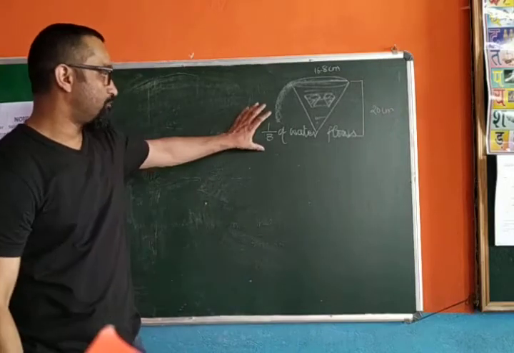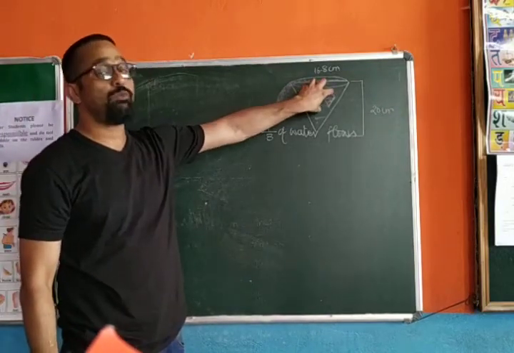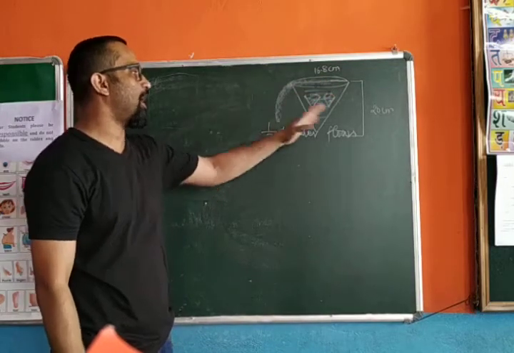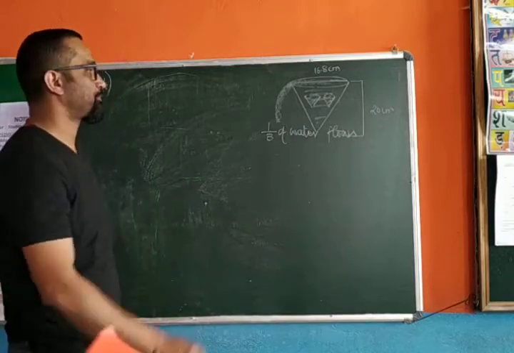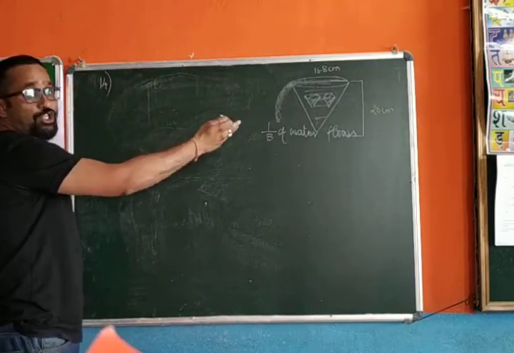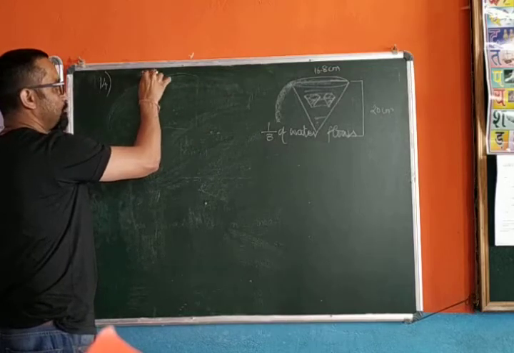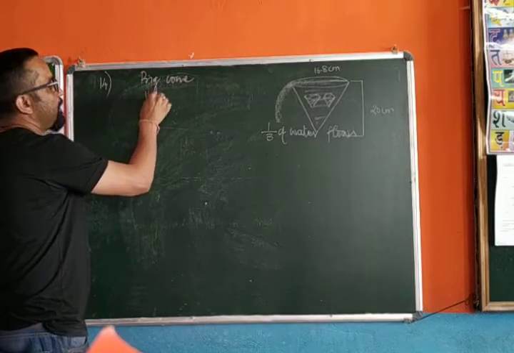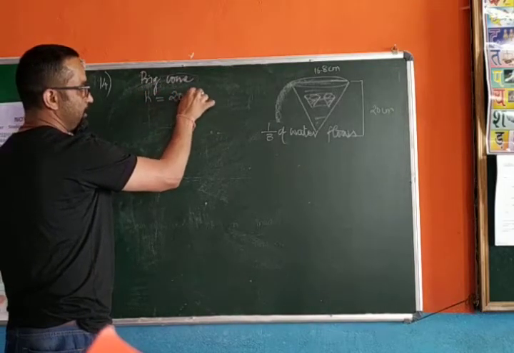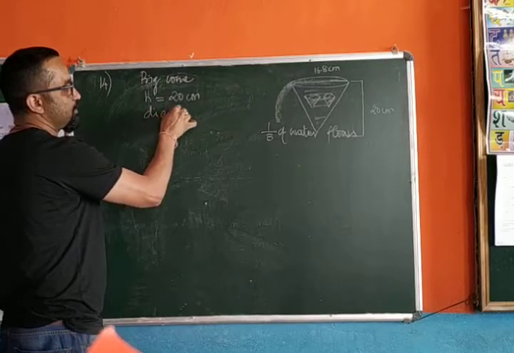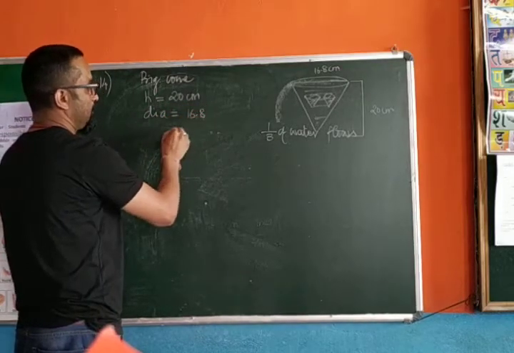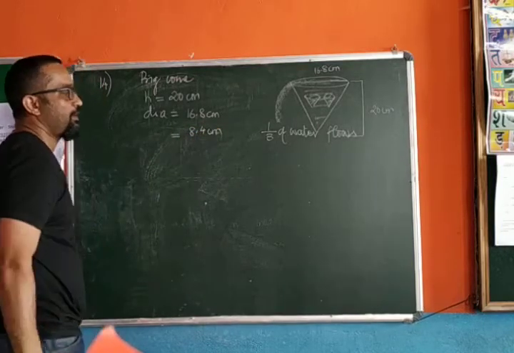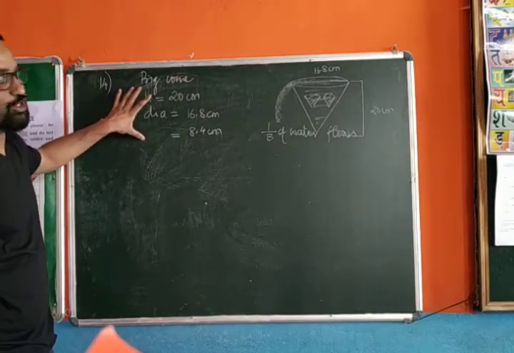So volume of water flowing out is equivalent to volume of these two solid cones. So we use volume of two cones to calculate volume of each. Write down the dimensions of the inverted big cone. Height is given which is equal to 20 centimeter. Diameter is given which is equal to 16.8 centimeter. Get the radius 8.4 centimeter. These two are known dimensions.